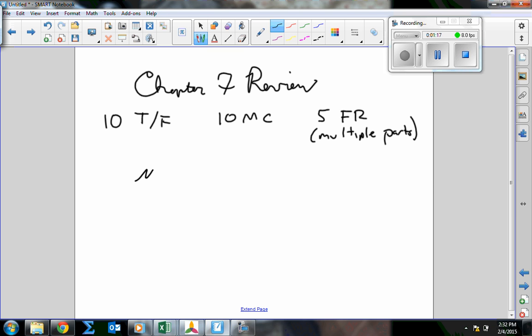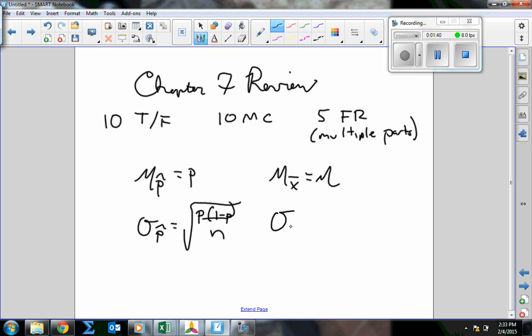Knowing that mu sub p hat is equal to p, and that sigma sub p hat is equal to the square root of p times 1 minus p divided by the sample size. And knowing that mu sub x bar is equal to mu, and that sigma sub x bar is equal to sigma divided by the square root of n. And the reason knowing these formulas is so important is because it comes up in every section.